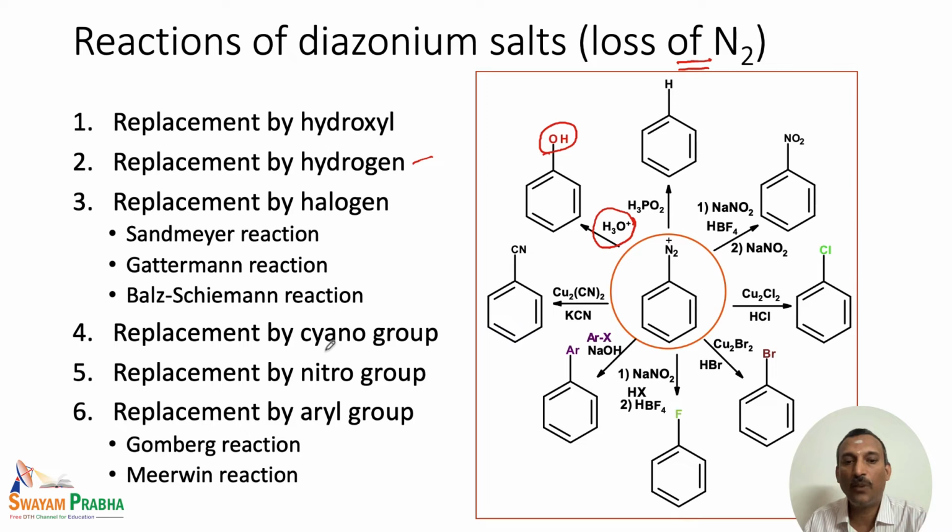Replacement by the cyano group can be carried out using copper cyanide, and replacement by the nitro group is also possible. That leads to the nitro substituted aromatic systems. Finally, we can also replace the diazonium salt by the aryl unit. The Gomberg reaction and Meerwein reaction are examples of that. We will look at all these reactions in the later part, currently.